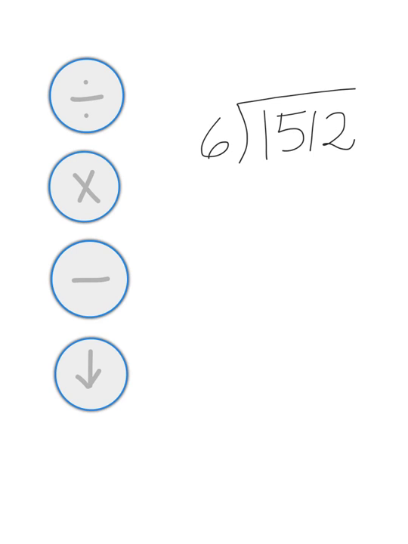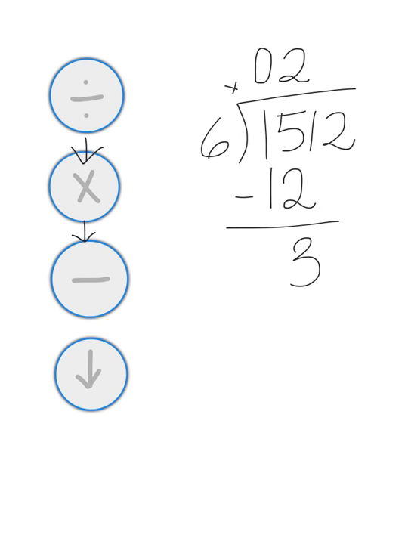How many times does 6 go into 1? Well, not at all. So we could put a 0 here. We don't have to. 6 goes into 15 twice. So we just did our division. Now our next step is multiplication. 2 times 6 is 12. Our next step is subtract. 15 minus 12 is 3.